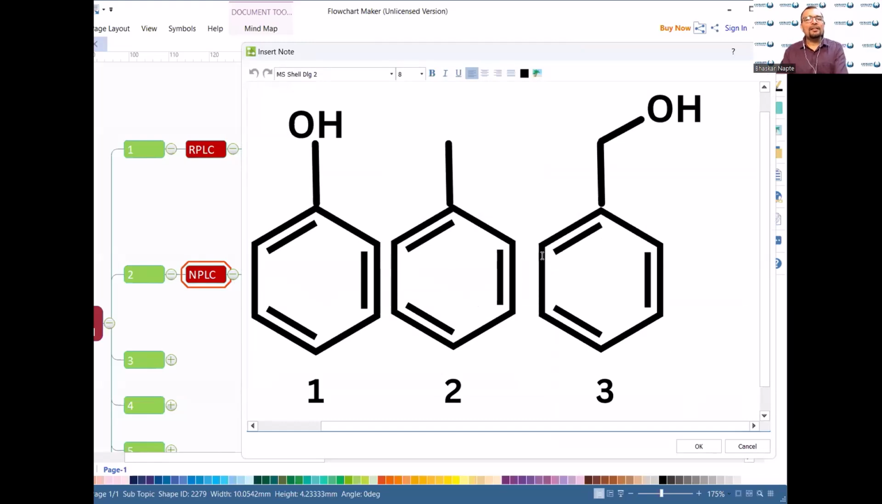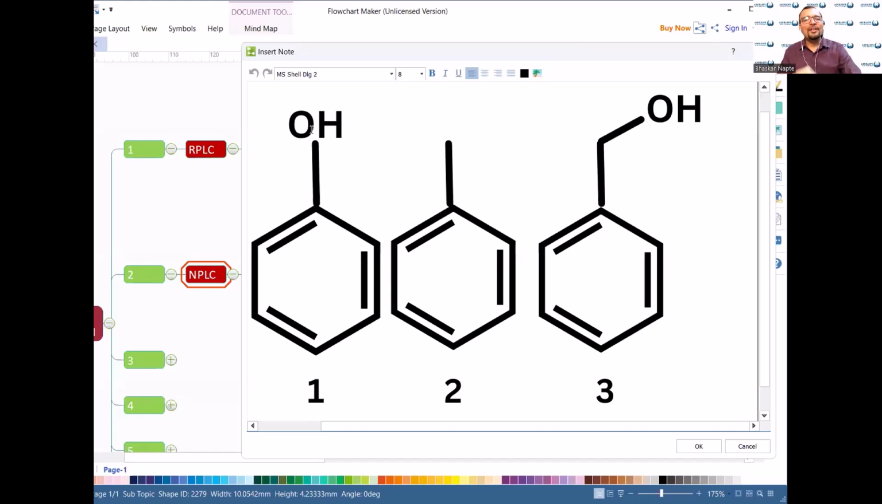Please let me know which compound is going to have the longer retention time. Compound 1, 2, or 3, which one? Everyone type. Vijay says 1, Neeraj says 1, Jonathan says 1, Tushar says 1. It's 1, isn't it? Because 1 is the highly polar compound. There is no alkyl chain, and there is a hydroxyl group present.